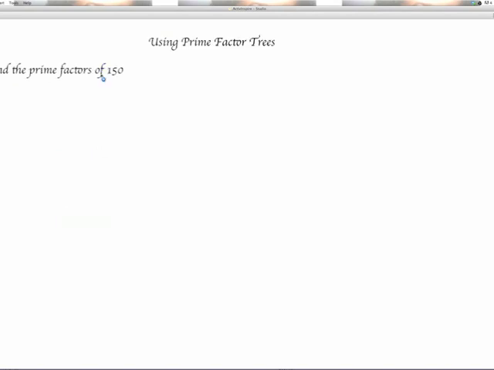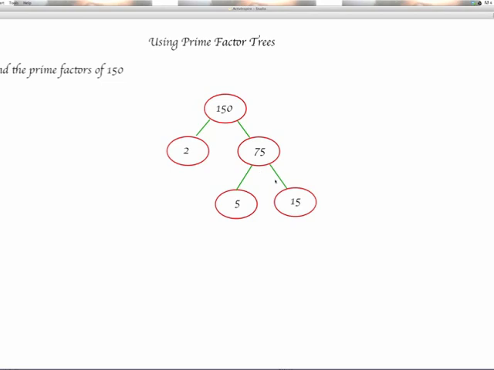Okay, we want to find the prime factors of 150, but we want to be able to do it using a prime factor tree. So I start off with 150, it's the same process. Okay, what two numbers multiply together to give me 150? I'm going to do 2 and 75. 2 is a prime number, so I can leave that. 75 is not a prime number, so I can split that up.